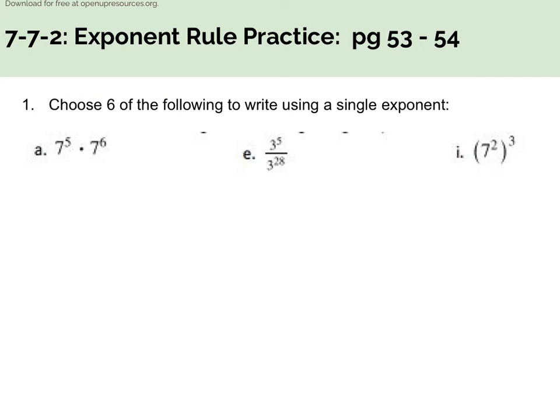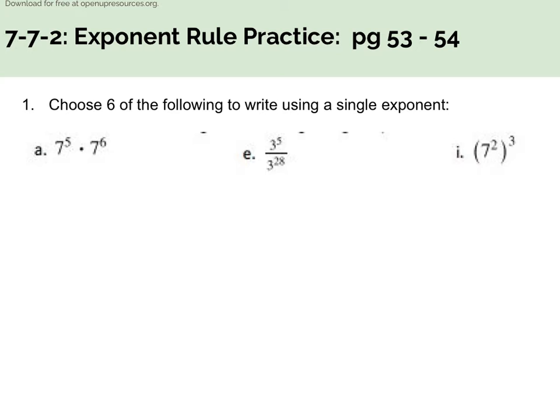So let's turn to pages 53 to 54. It starts on page 53 and then goes to 54. I know that number 1 says choose 6 of the following. We're actually going to answer all of these, because we need some experience on exponents. I know they're not in order, but go ahead and do A, E, and I. Those are the ones on the top. We're going to do the top row. Pause and answer those questions and then come back to me.